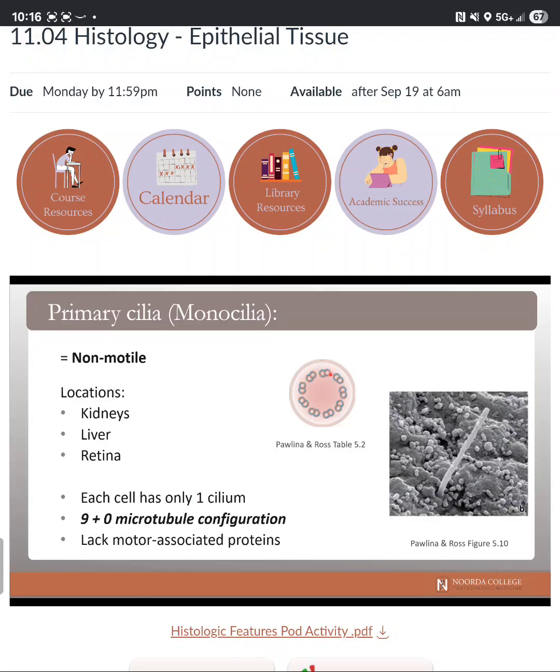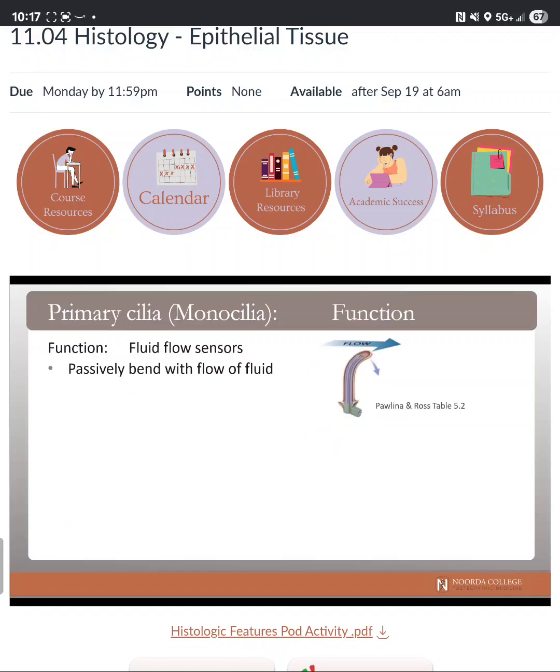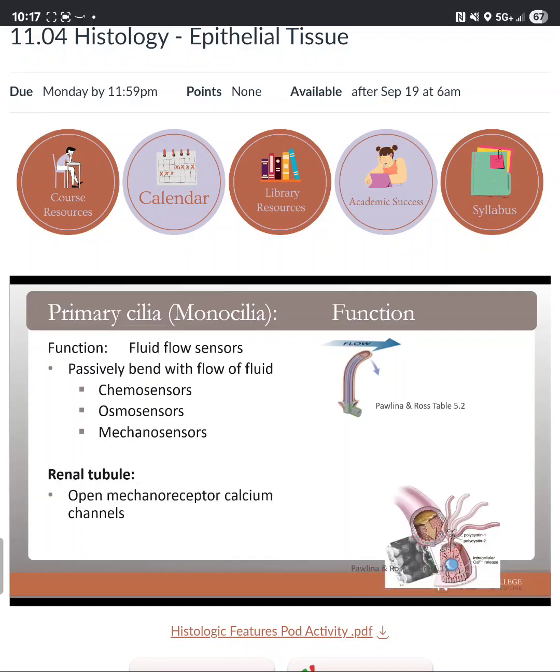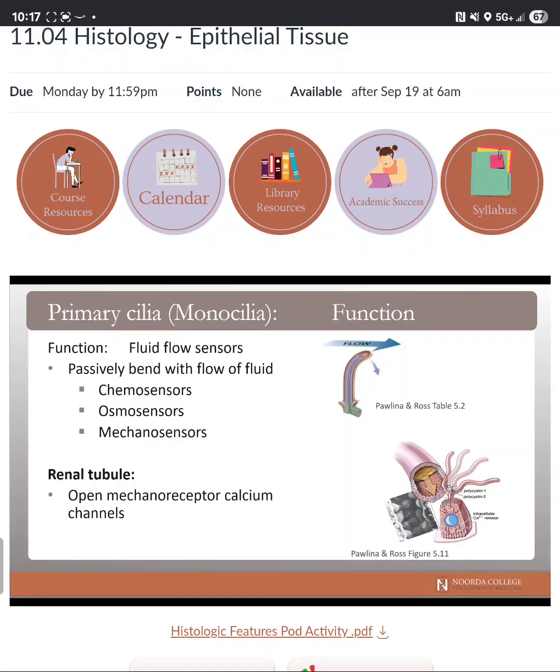You have a classic 9+0 microtubular configuration, so the doublets are located in the periphery, but it's lacking the central two microtubules. They also lack motor-associated proteins. Why? Because they're not motile. So how do they function? With monocilia, they actually respond to fluid flow. So they're fluid flow sensors and passively bend with the flow of fluid. They can be chemosensors, osmosensors, or mechanosensors. An example here is seen in the renal tubule, where the flow of fluid can cause movement of the primary cilia, which causes opening of mechanoreceptor calcium channels and the influx of calcium intracellularly.